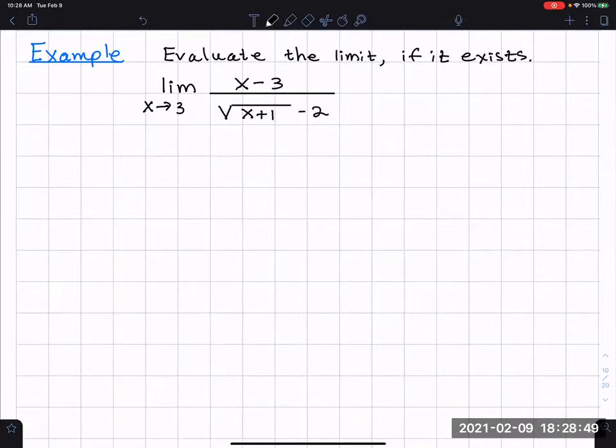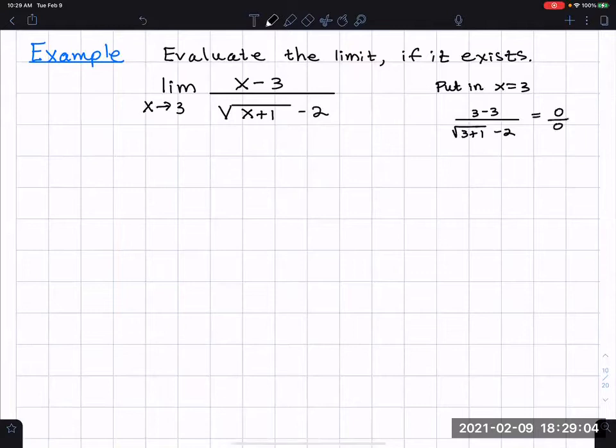Now, if we put in x equals 3, we get 3 minus 3 over the square root of 3 plus 1 minus 2, and that gives 0 in the numerator and 0 in the denominator. When you have that 0 over 0 form, that tells us that we think there might be some cancellation, and that we'll have a defined limit, that the limit exists.